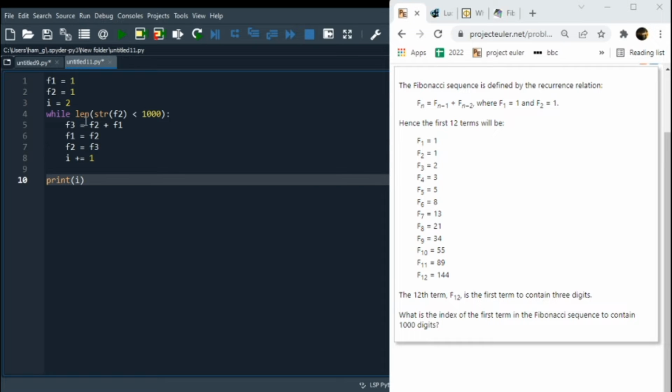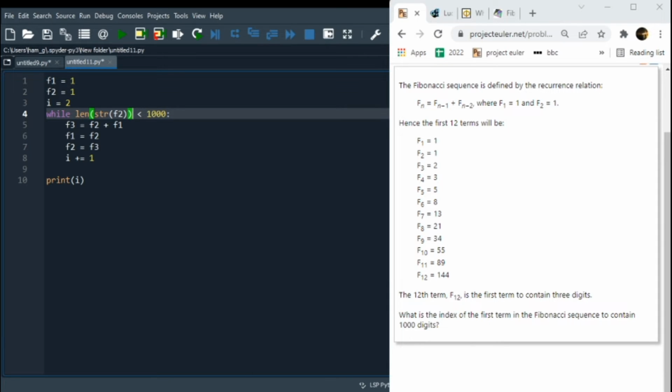I put my brackets in the wrong place, haven't I? That shouldn't be there, that should be there. And that gives the correct answer quite quickly, actually. But imagine if we wanted to know the first Fibonacci number with like 1 billion digits. It would take a lot longer. So we need a clever solution.